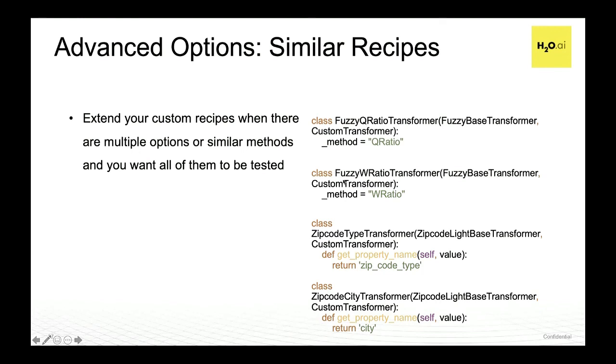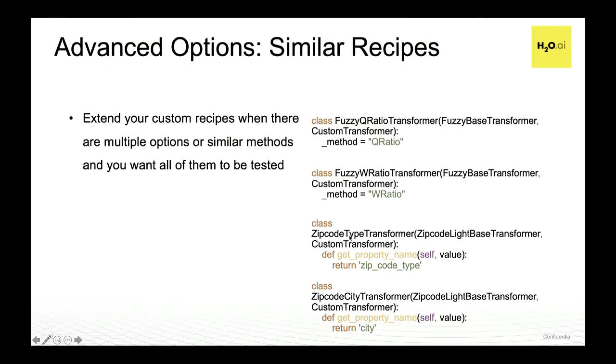Same with the zip code. There's a single zip code transformer, which does all of the brunt work of using the zip code package to get information about different zip codes. And then we have different classes, and what each class is going to do is just return different information. So it's just a way to extend your recipes.